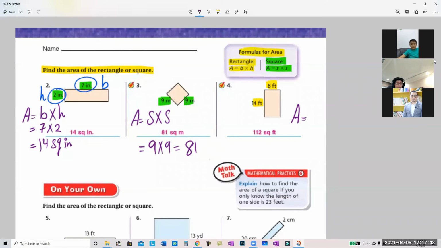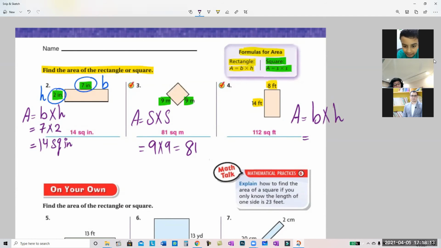That's a square. Number 4 is a square. No, square or rectangle, number 4? I'm asking about number 4. We are dealing with number 4 here. Number 4, rectangle. Okay, so we're going to write base times height.